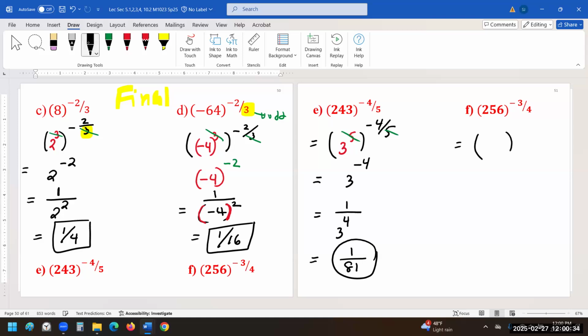Same thing is happening here. We keep our negative 3 power and we rewrite 256. What number to the 4th power? 4. So the 4th power and 4th denominator cancel out. We have 4 inside and negative 3 outside. We don't like negative, so it turns into a positive by making it a fraction. And what is 4 times 4 times 4? 64.